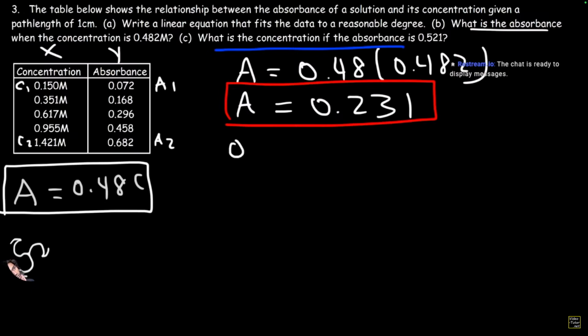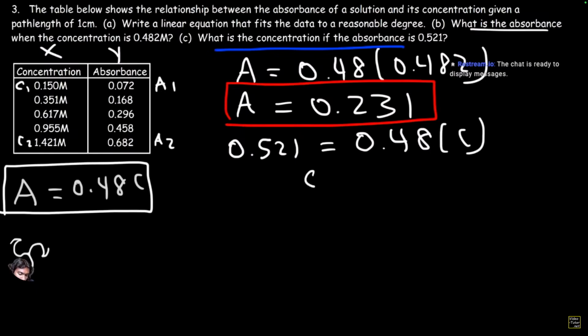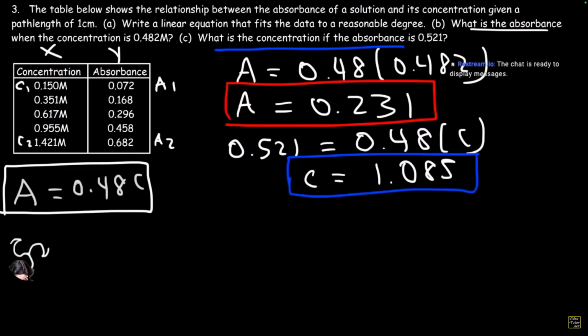So let's replace A with 0.521, and let's calculate C. So it's going to be 0.521 divided by 0.48. And so the concentration is 1.085, which is between 0.955 and 1.421. And so this answer is reasonable as well. So that's a simple way in which you can calculate the absorbance and concentration if you're given a data table.